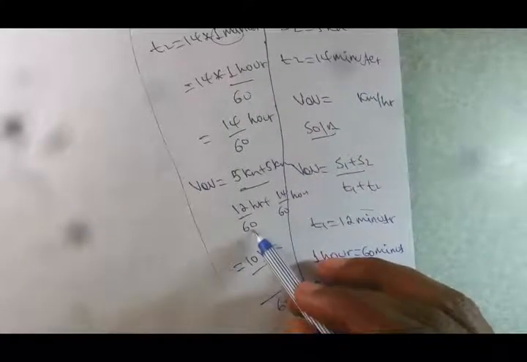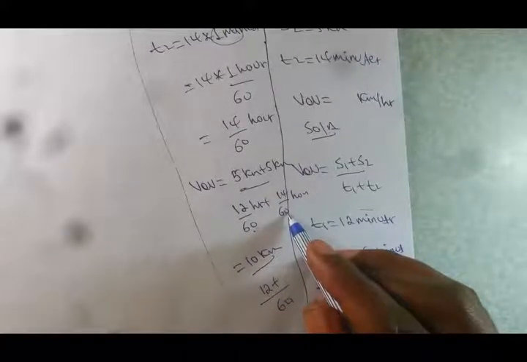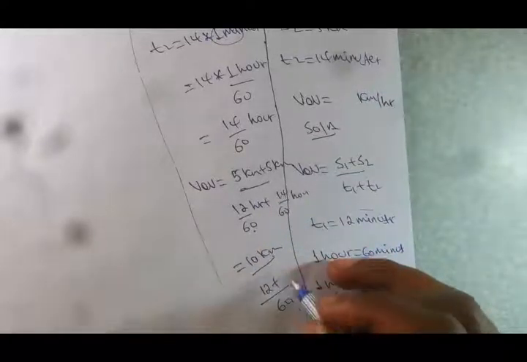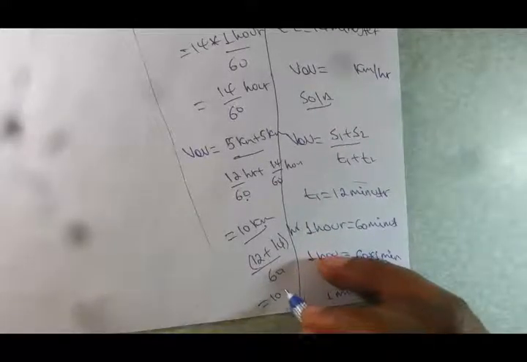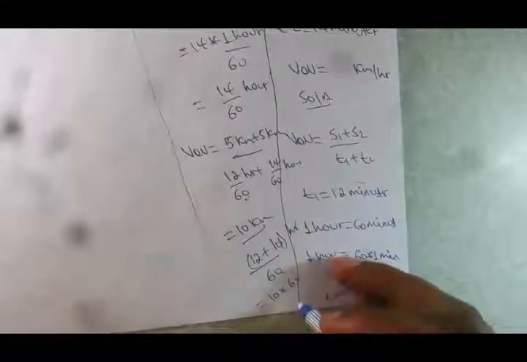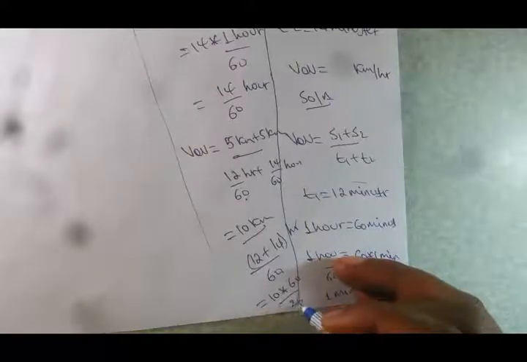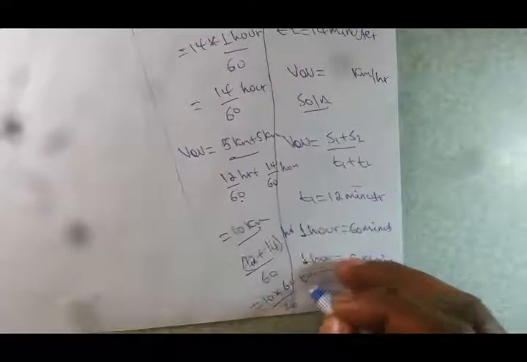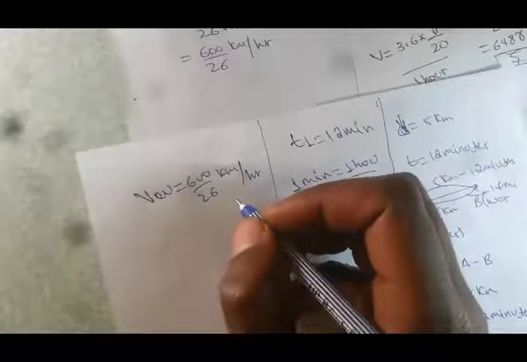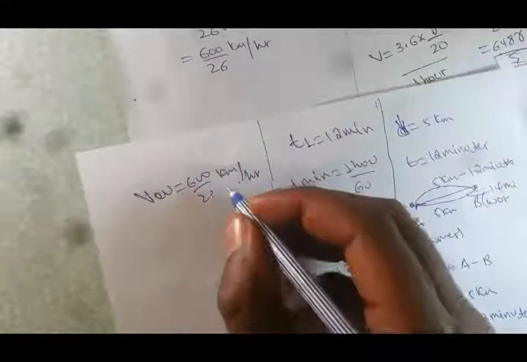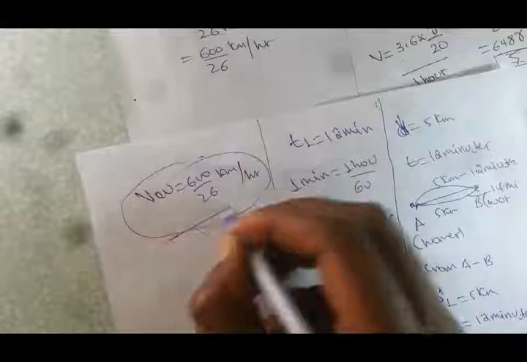Therefore, this is equivalent to 10 kilometers over the common denominator 60: 12 plus 14, the whole in hours. Therefore, this is equivalent to 10 times 60, the reciprocal, over 26 kilometers per hour. Therefore, V average will be 600 divided by 26 kilometers per hour. Therefore, this is our last answer.